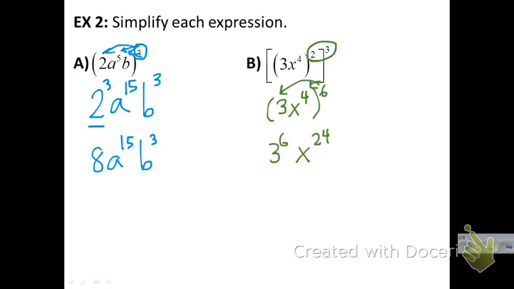So 3 to the 6th, then we can rewrite as 729, x to the 24th. Again, if this number is bigger than 10,000, you can leave it in exponent form.